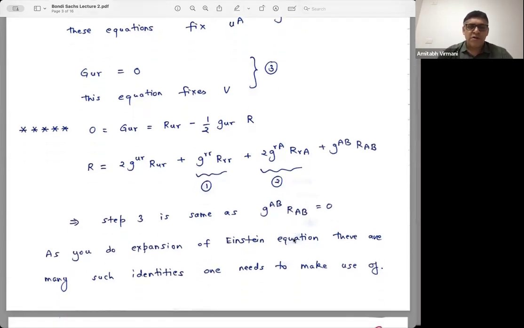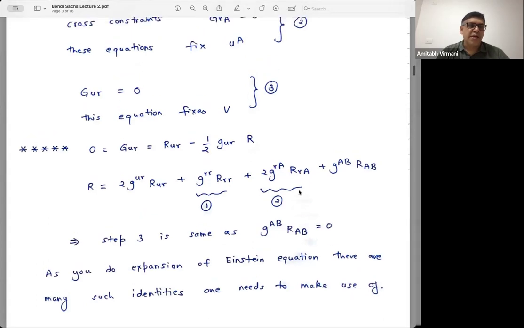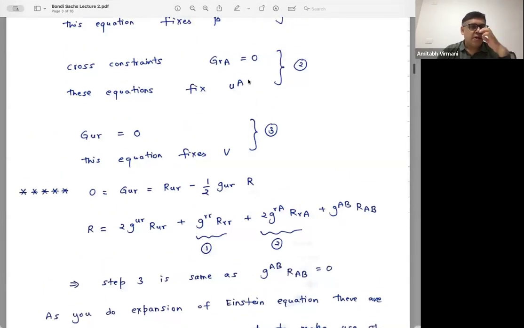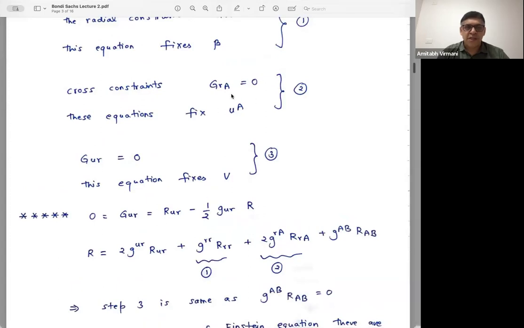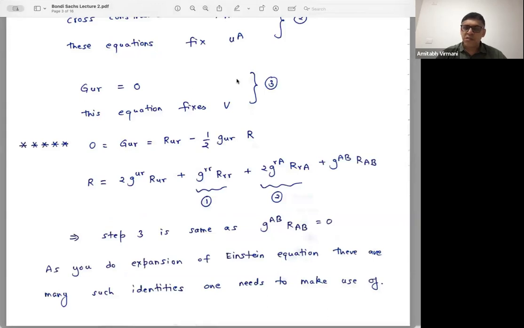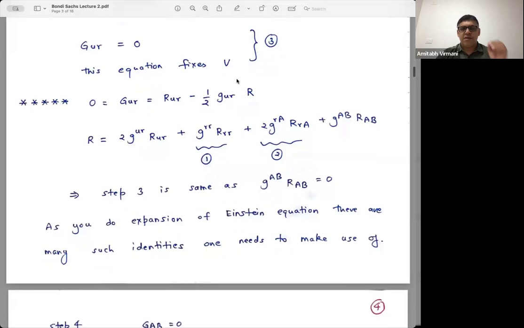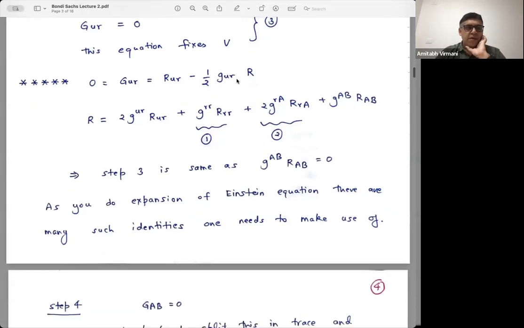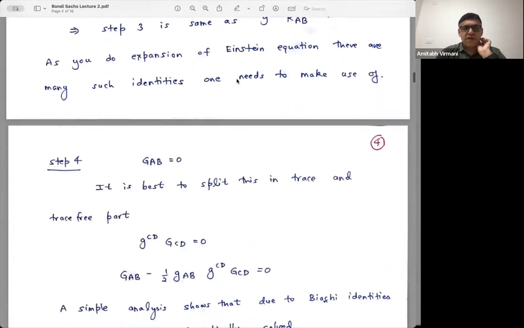So the key point I wanted to emphasize by this little discussion is that as you do expansions of Einstein's equations, there are many such identities that one may need to use. It may happen that the third order expansion of this equation is closely related to the second order or third order expansion of this equation and so on. So there are close relations between these various expansions, and one has to keep using them in order to simplify the analysis. Okay, so now moving further.